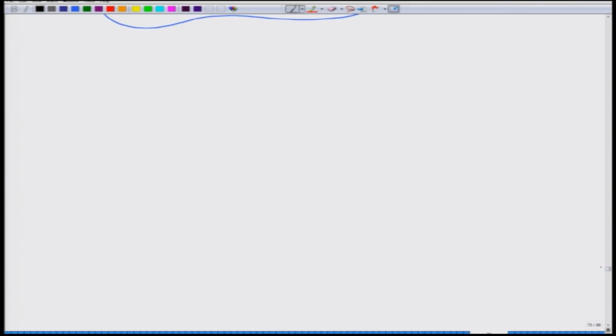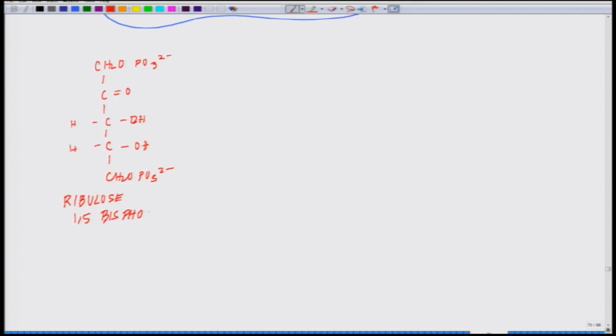Okay. Now, this reaction is very interesting. So, again let us start off with the first molecule: CH2O, PO3 2 minus, C, this is a ketone here, second position, hydroxyl in the third position, again a hydroxyl on the third position, and then you have CH2O, PO3 2 minus. So, this is your ribulose 1,5 bisphosphate.